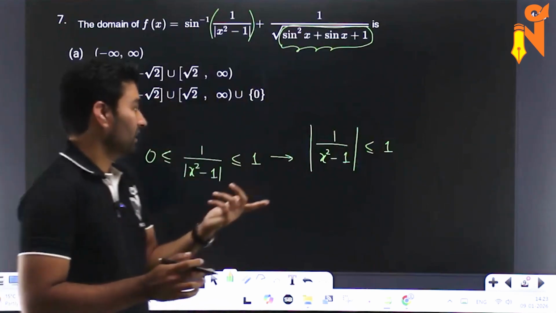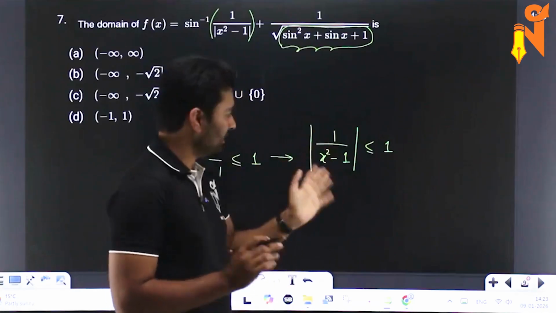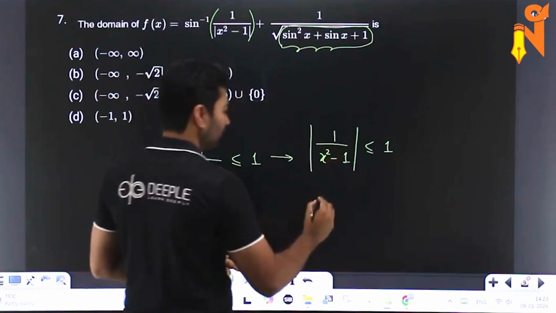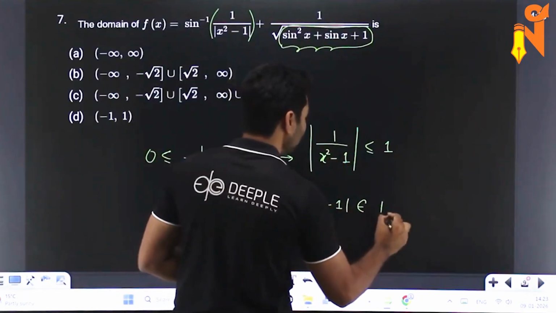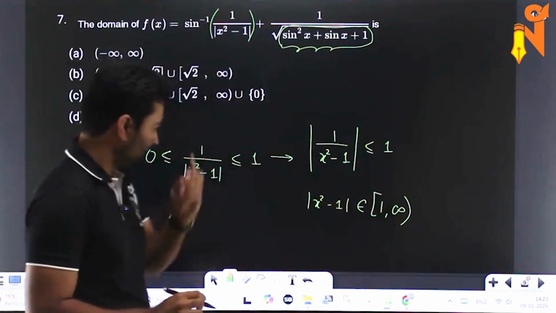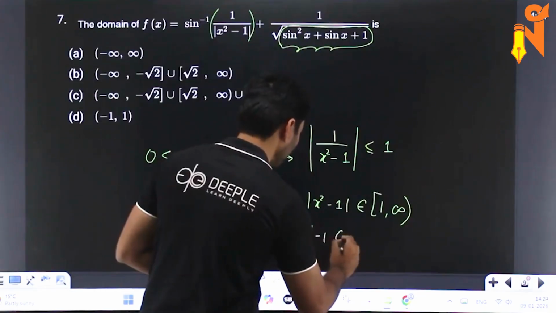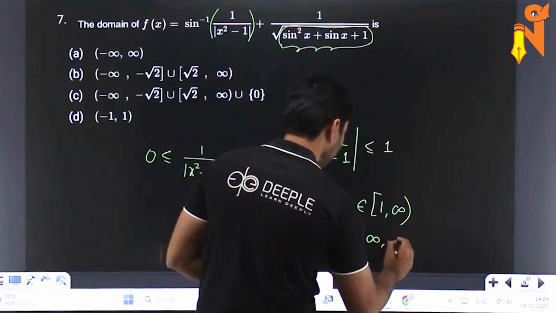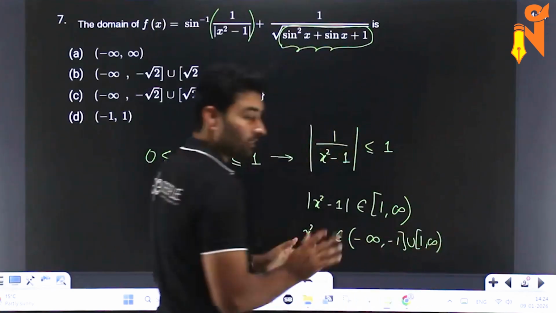Now, if you have a basic idea of inequality, you can solve this question very easily. Do you know reciprocal? If you know, very good. So basically this is less than 1. So mod of x square minus 1 belongs to 1 to infinity. Closed here, closed or open we will check later. Now mod of this equal to this. So x square minus 1 belongs to minus infinity to minus 1 union 1 to infinity. I hope this is clear.